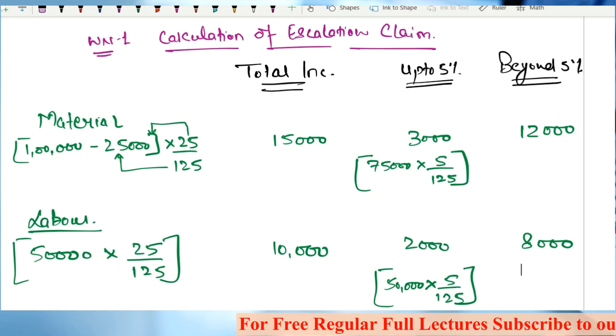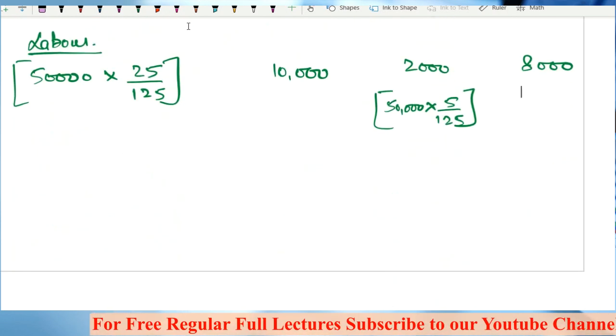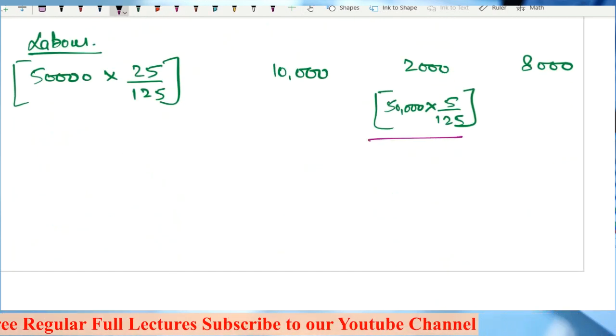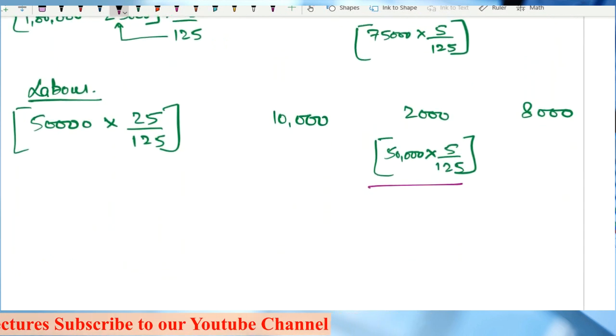Clear? Now, for the question says, for this part, what is the claim? 5,000 rupees.